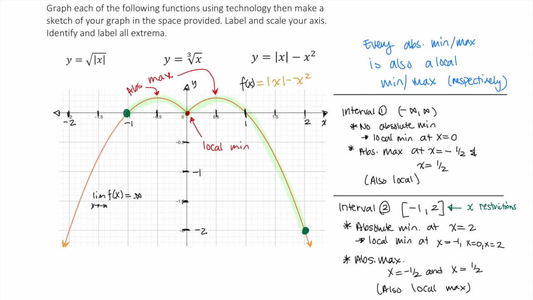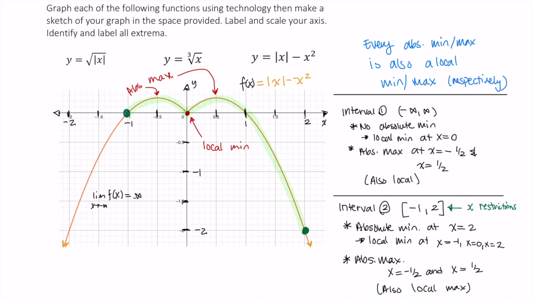Okay, so just to recap some key points here, absolute minimums and maximums. These are also local minimums and maximums. It doesn't go the other way around. If we have a local minimum, it's certainly not an absolute maximum. As you can see here, this is a local minimum. And on this interval, it is not an absolute minimum. Even on this interval, it is not an absolute minimum.